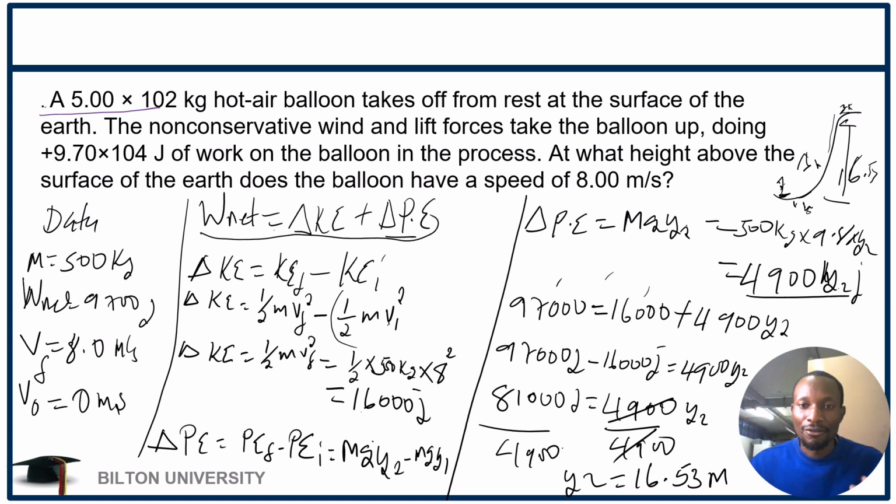The first thing to know is that the net work, according to the work-energy theorem, states that the total net work done is the same as the change in mechanical energy, and the change in mechanical energy is given by the change in potential energy plus the change in kinetic energy. And then from this equation you can work one-on-one until the final answer.